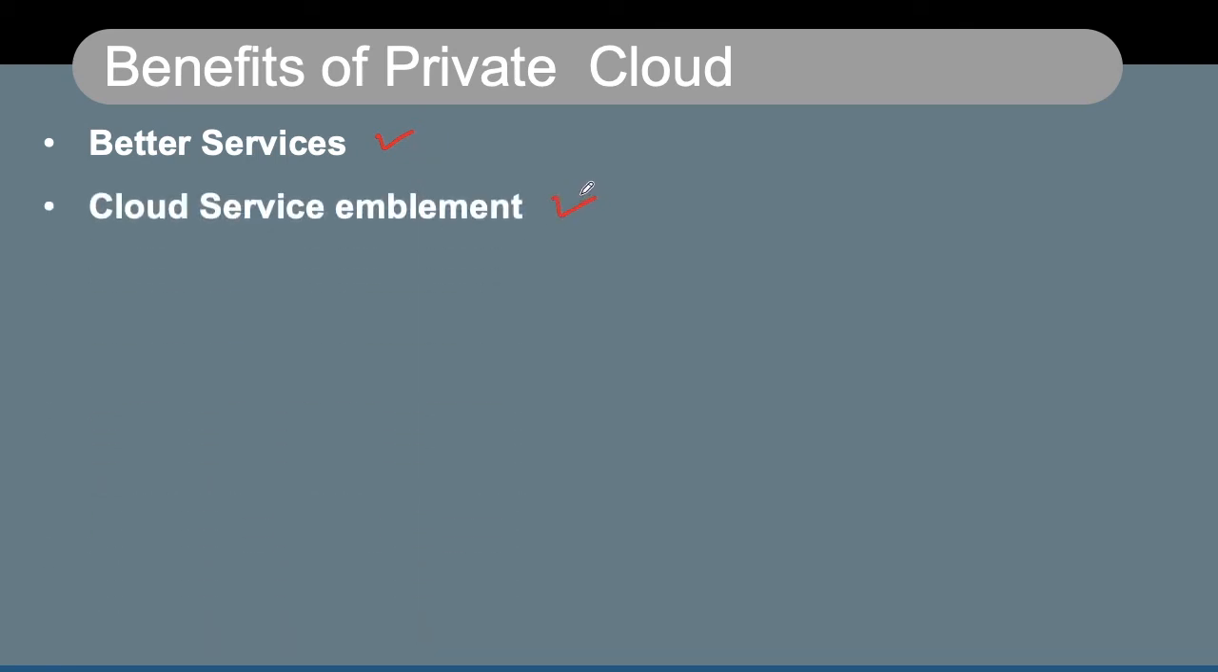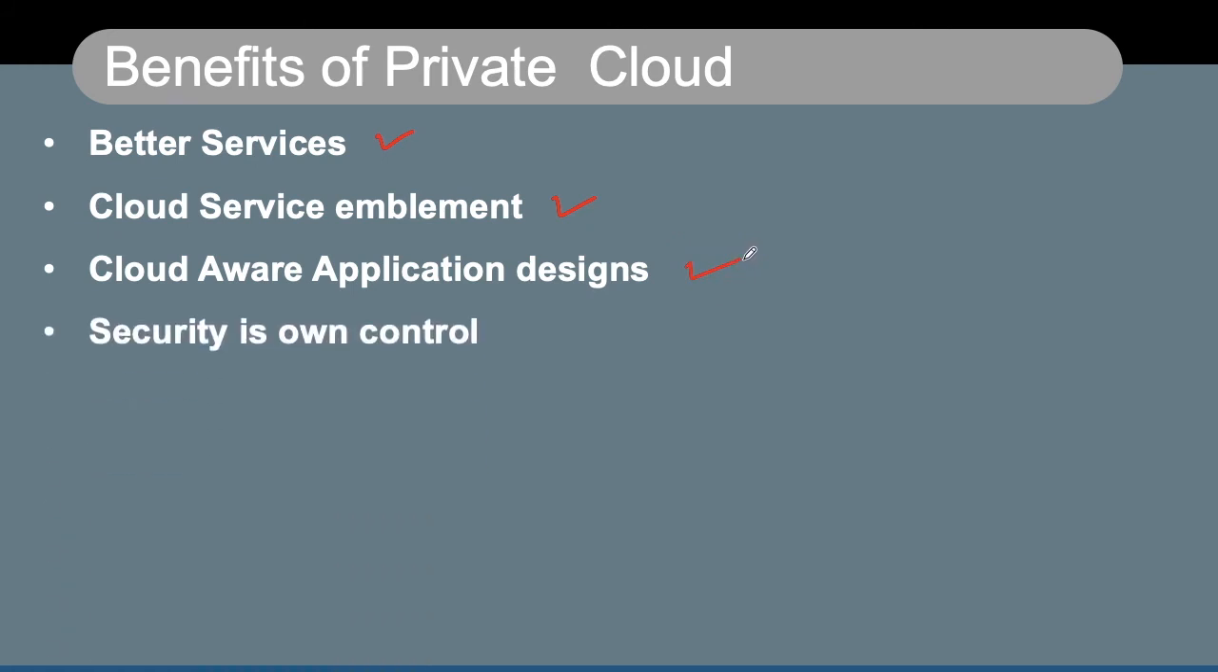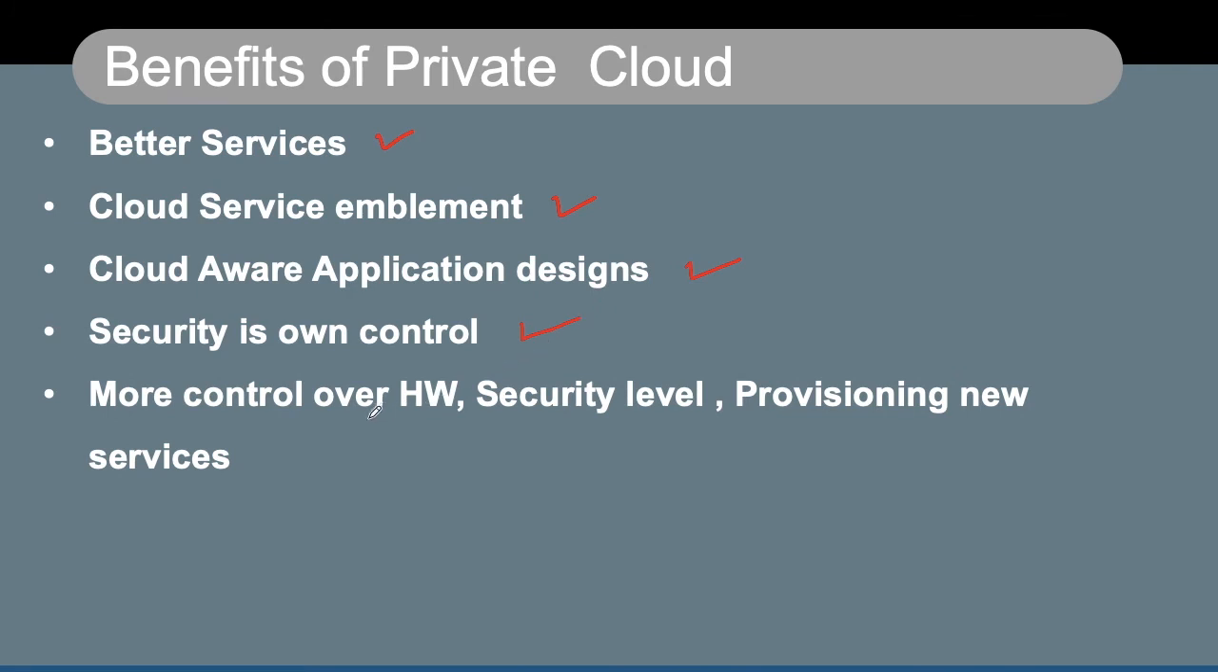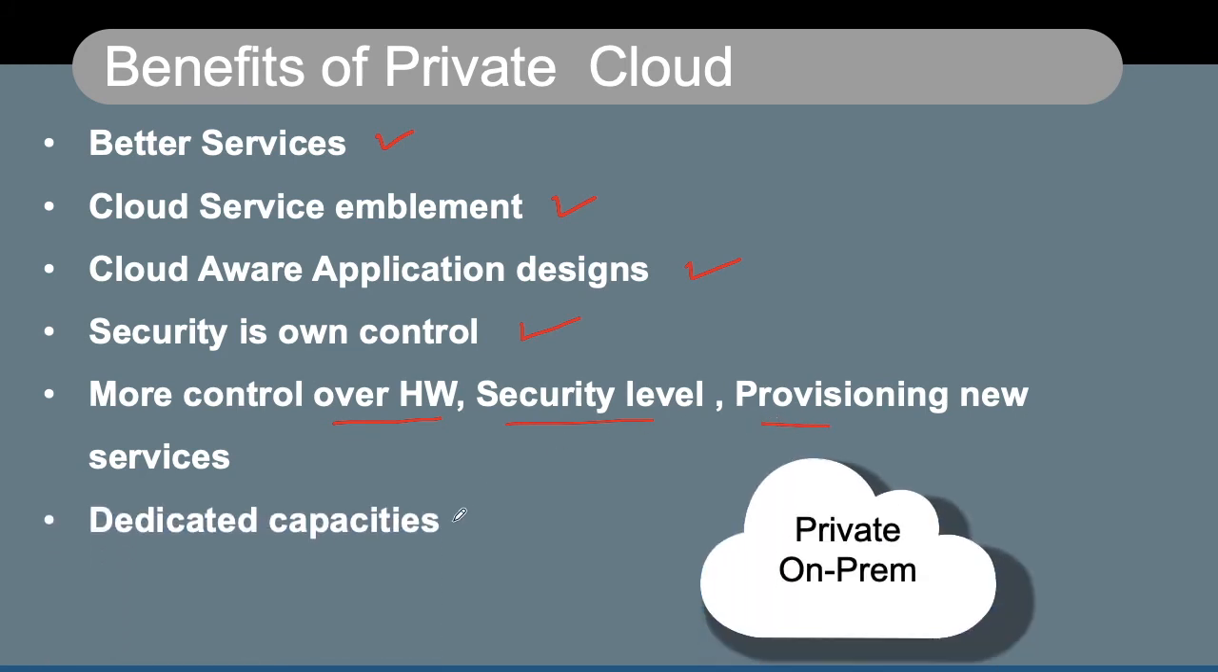Cloud service enablement, you have also enabled some of the services, but this particular benefit is not a completely great benefit because it is really not possible to have the public cloud kind of services in private cloud. Cloud aware application design, so you can design your application based on the cloud infrastructure. Security is in your own control, so you can have the security mechanism based on your requirement, and it gives you more control over hardware, security level, and provisioning new services. And the capacities are dedicated for one particular on-prem private customer.